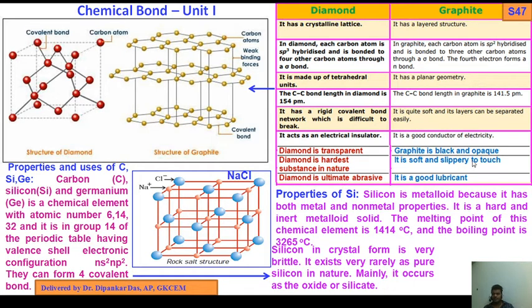It is soft and slippery to touch. Diamond is the ultimate abrasive. It is a good lubricant. Okay. Now come to the properties and uses of carbon, silicon, and germanium.